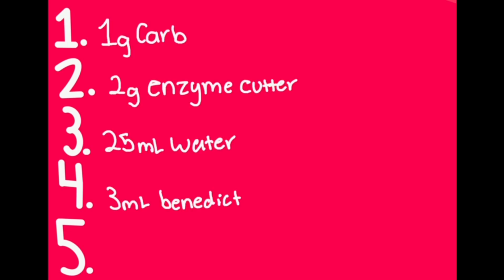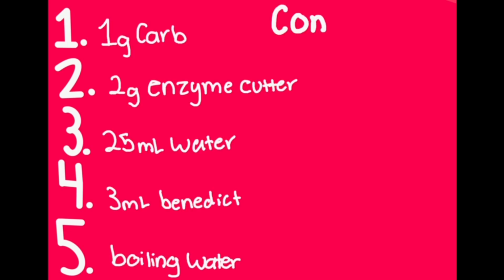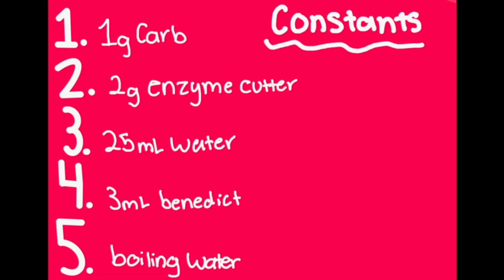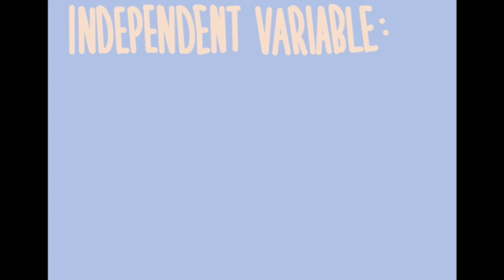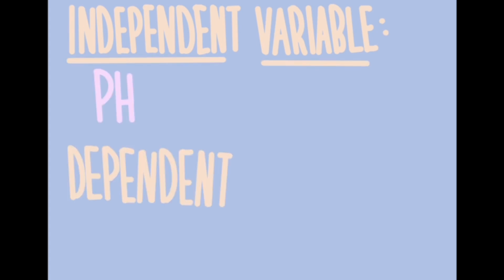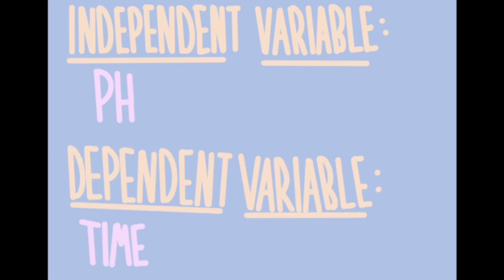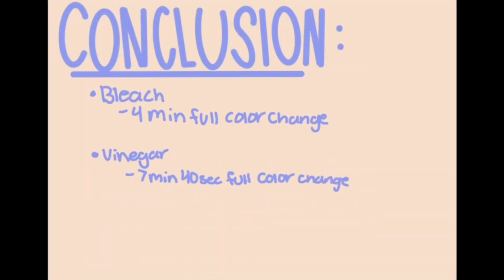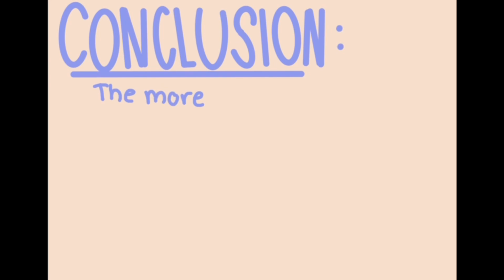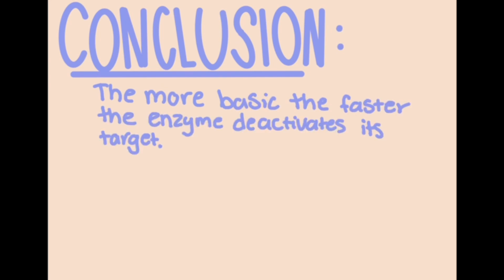There were 4 constants in the experiment: 1 gram of carb, 2 grams enzyme cutter, 25 milliliters of water, 3 milliliters of Benedict's in the boiling hot water. The independent variable in this experiment was the pH, and the dependent variable was the time. To conclude the experiment, we found out that there was 4 minutes for a full color change in bleach and 7 minutes and 40 seconds for the full color change in vinegar. To conclude, our hypothesis was right. The more basic, the faster the enzyme deactivates its target.